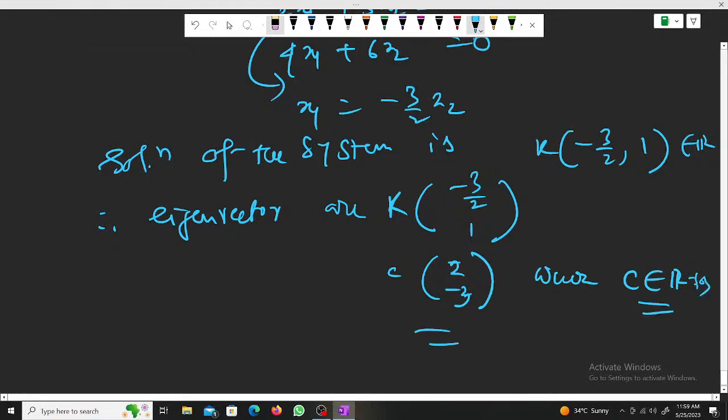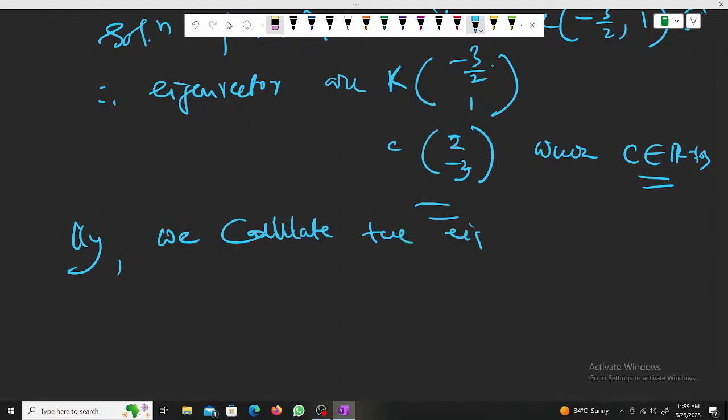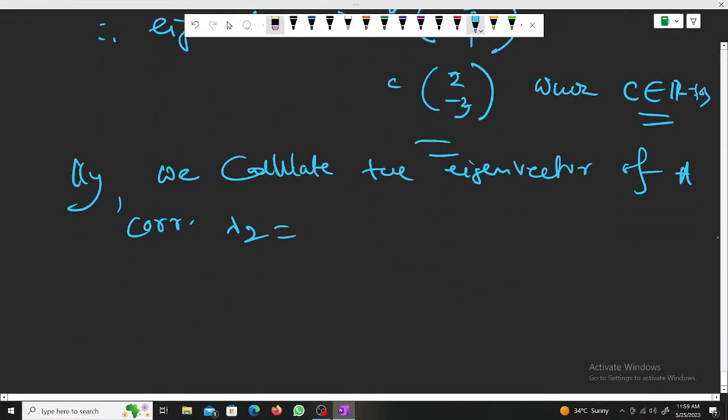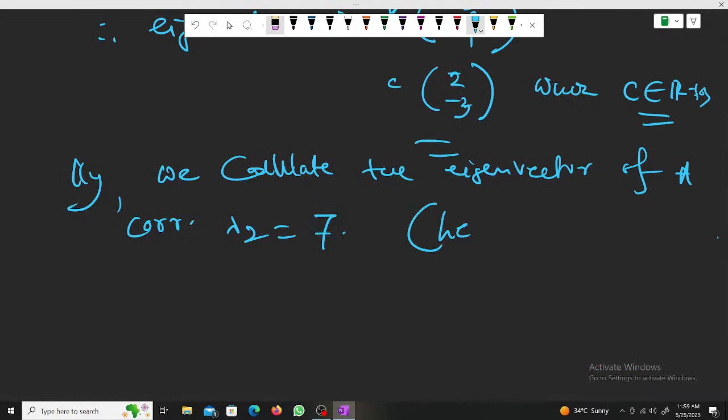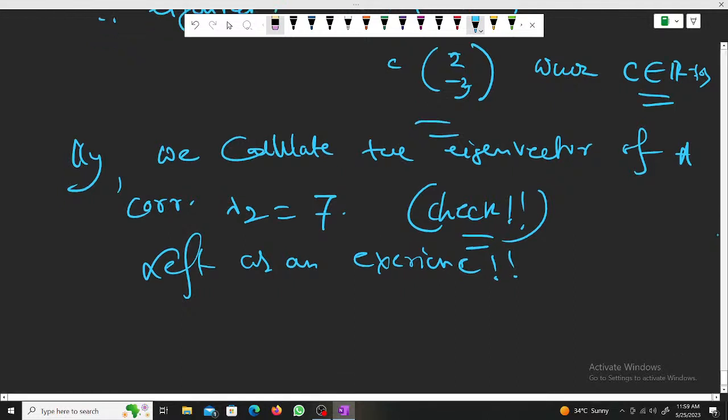Okay, similarly we calculate the eigenvector of A corresponding to the eigenvalue lambda 2 equals 7, right? Same process. You just check it, left as an exercise. Okay, thank you for watching.